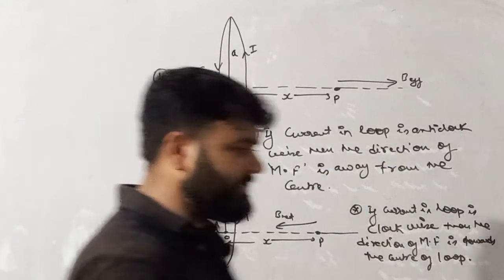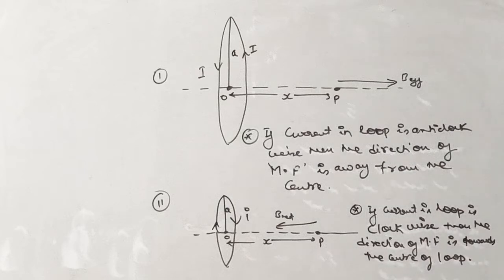So remember this thing, my dear student, the value of magnetic field due to a current carrying circular loop on its axis we will get. Now we'll discuss the direction. So if current is anti-clockwise, then the direction of magnetic field is away from the center of the loop, and if current is clockwise, then the direction of magnetic field is always towards the center of the loop. I hope you all understand.